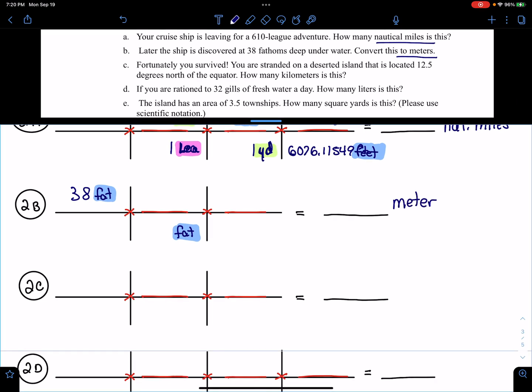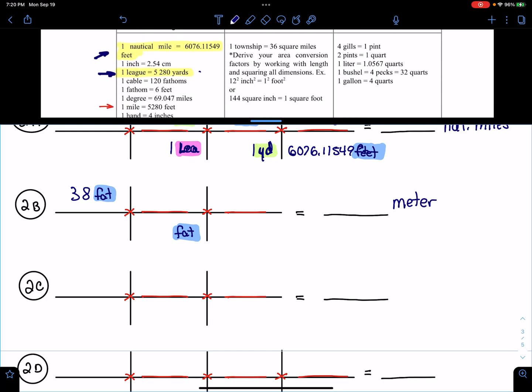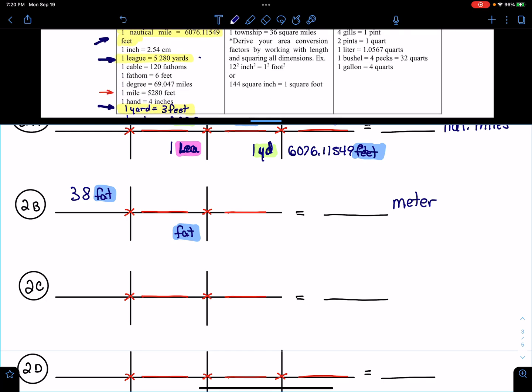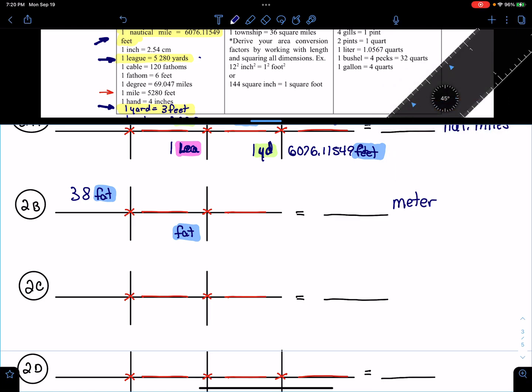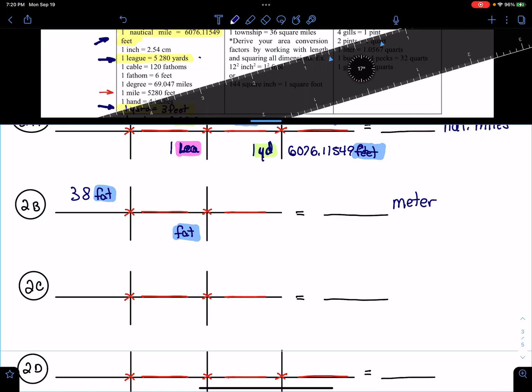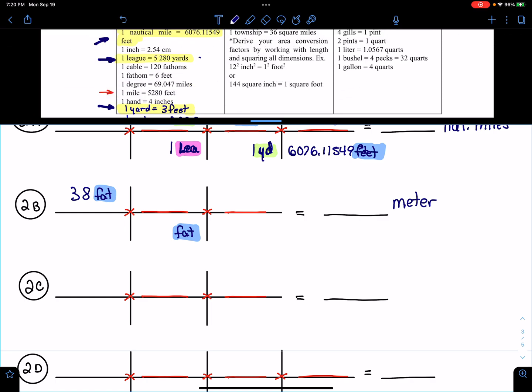Okay, we got to go to our conversion list. All right, we need to change from fathoms. Oh, I don't know how I did that. That's pretty sweet. Look at that. Woo. All right, we'll get rid of that.